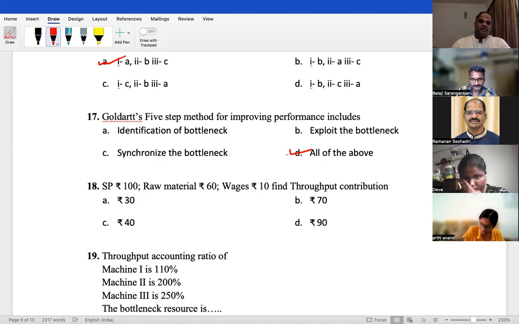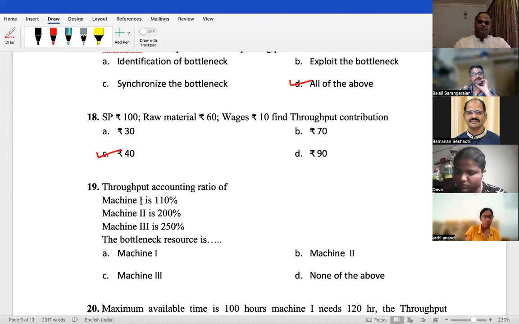Selling price rupees 100, raw materials rupees 60, wages rupees 10. Find throughput contribution. 40. Option C, 40. Sales minus raw material alone is called throughput contribution. Thank you, sir. It's the correct answer.